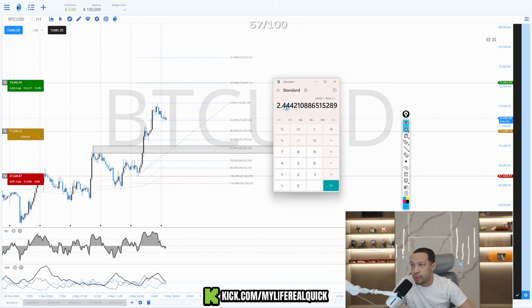You could trade 2.4 lots, 2.44. So 2.44 lots is equivalent to $24 a pip. So we take $24 a pip times 4091. I'm definitely doing my math wrong.